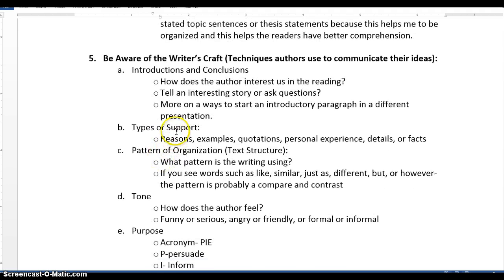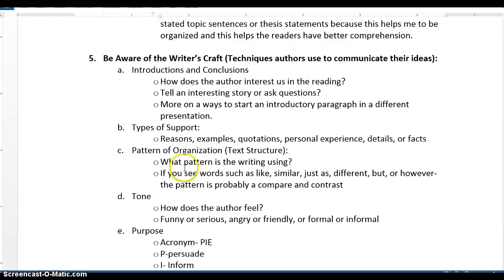Number 2, also, how do we know they're communicating their ideas? The support they use. Are they giving reasons, examples, quotations, personal experiences, details, or facts? This will help us also understand the author's technique. For example, if they keep saying because as a reason, we will probably know that this author is writing a cause and effect essay based on the reasons or the clues given.